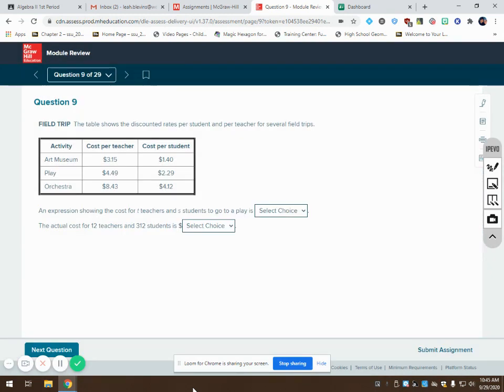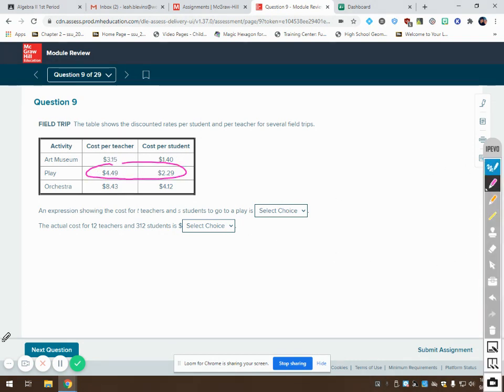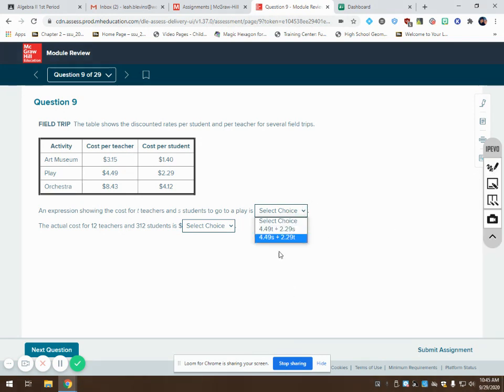Says that we want to write an expression showing the cost of T teachers and S students to go to a play. So we've got the cost of the play here, $4.49 and $2.29. If the teachers cost $4.49 each, this says T teachers, and students is $2.29. We're going to add those together to get our total sum. Let's see if that's an option here. $4.49 times the teacher plus $2.29 times the number of students gives me my total.